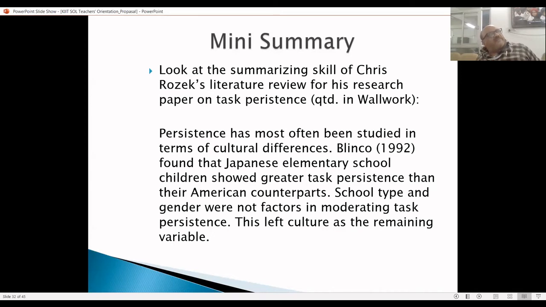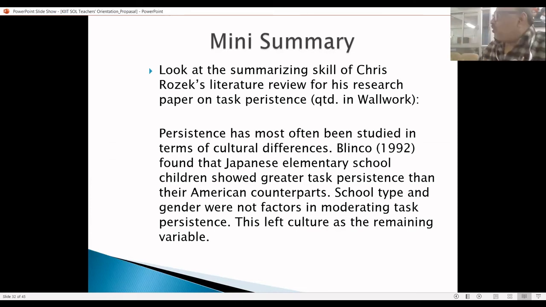Let us analyze this. Let us look at the first sentence: persistence has most often been studied in terms of cultural differences. What will our students mostly do here? They will unnecessarily cite 10, 15 critics or authors who have talked about persistence. Now, is persistence the focus of the research? No. The focus of the research is culture as the remaining variable.